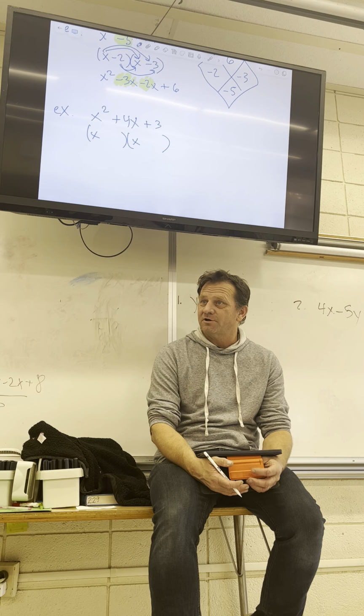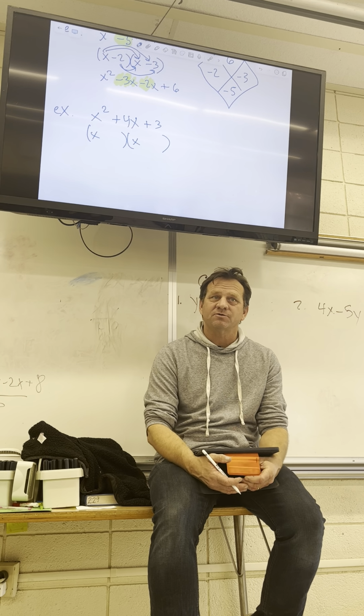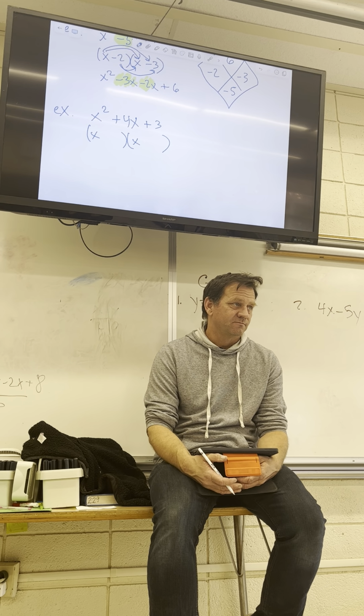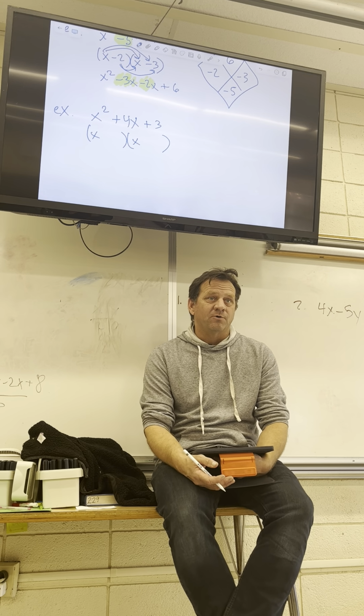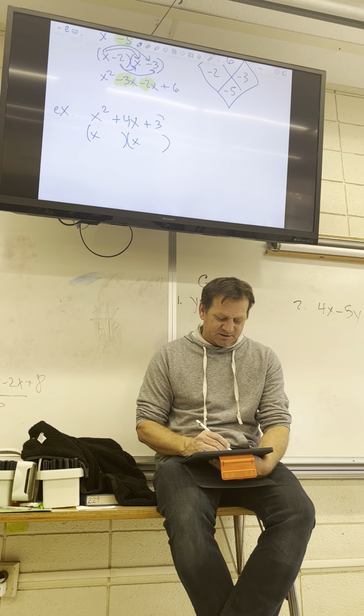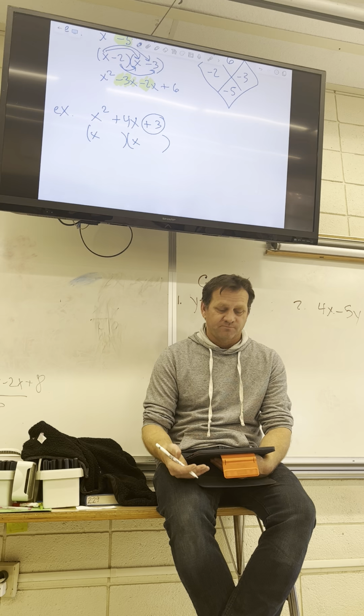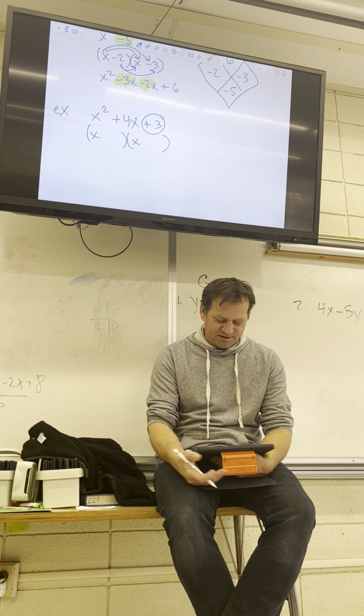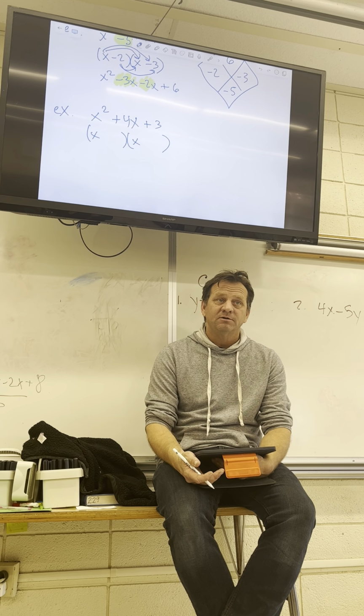We should know that x times x is x squared. Okay, so that's how this is going to begin. Then what we're looking for is, well, we need something that's going to multiply to 3. In this case, it's pretty easy, right? It's going to be 3 times 1.